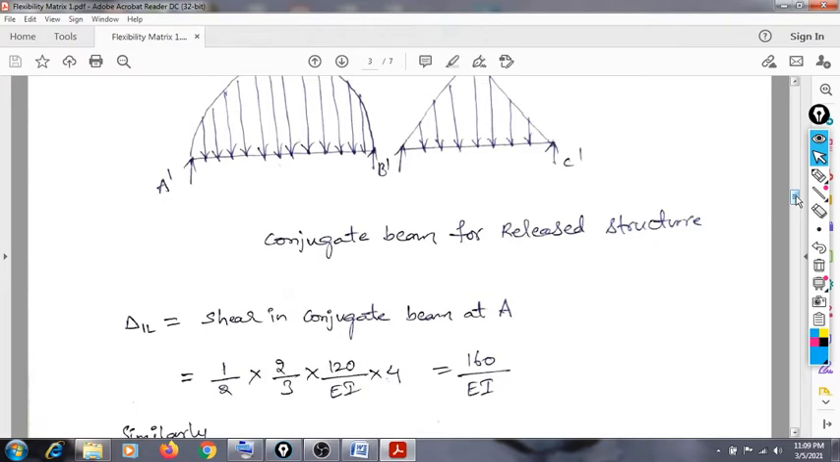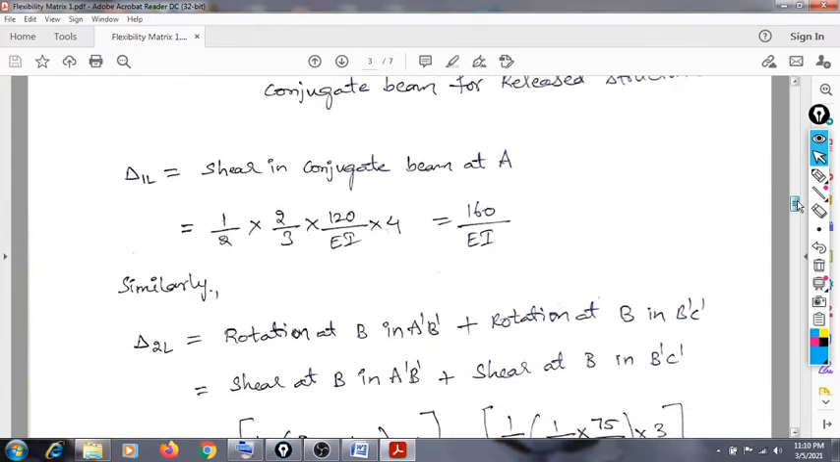There is shear in the conjugate beam at A. So how do we find the shear in the conjugate beam at A? We have the formula for the area of a parabola as half, because we are finding shear, we have to take half the section: half into 2 by 3 into height, that is 120 by EI, and 4 will be the length. So this is how we get 1 by 2 into 2 by 3 into 120 by EI as height, and 160 by EI will be the total shear, that is in delta 1L, sorry.